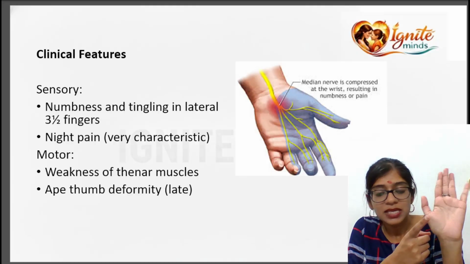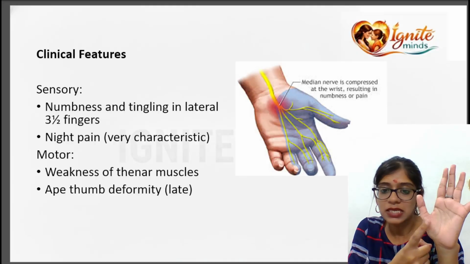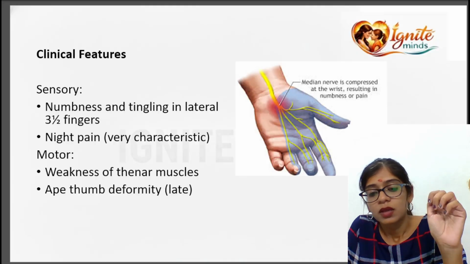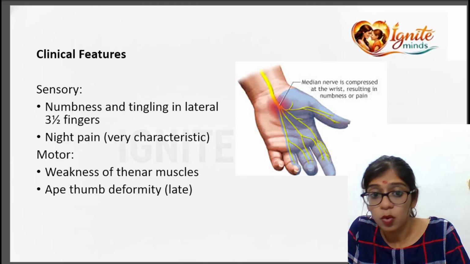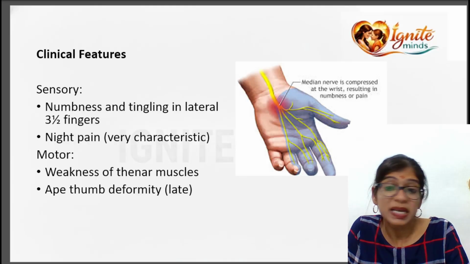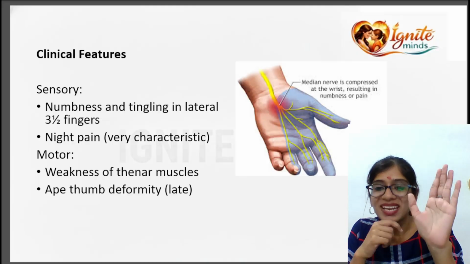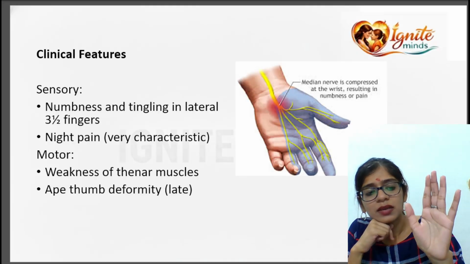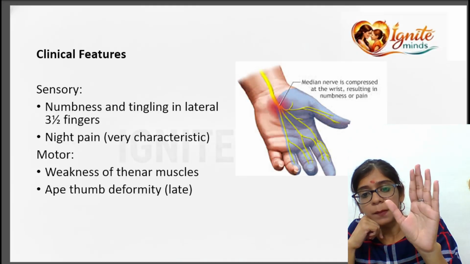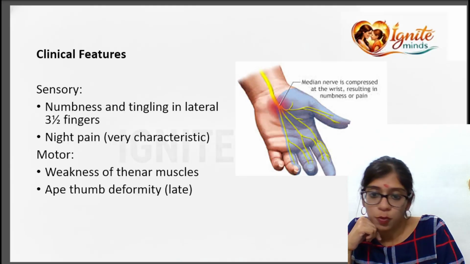See, this median nerve supplies the thenar muscles. Okay, these muscles here are the thenar muscles. And since the nerve is compressed, these muscles are going to get atrophied. They are going to become weak. Okay, and also this median nerve is very important for opposition. What is opposition? That is when I move my thumb against the other fingers, it is called opposition.